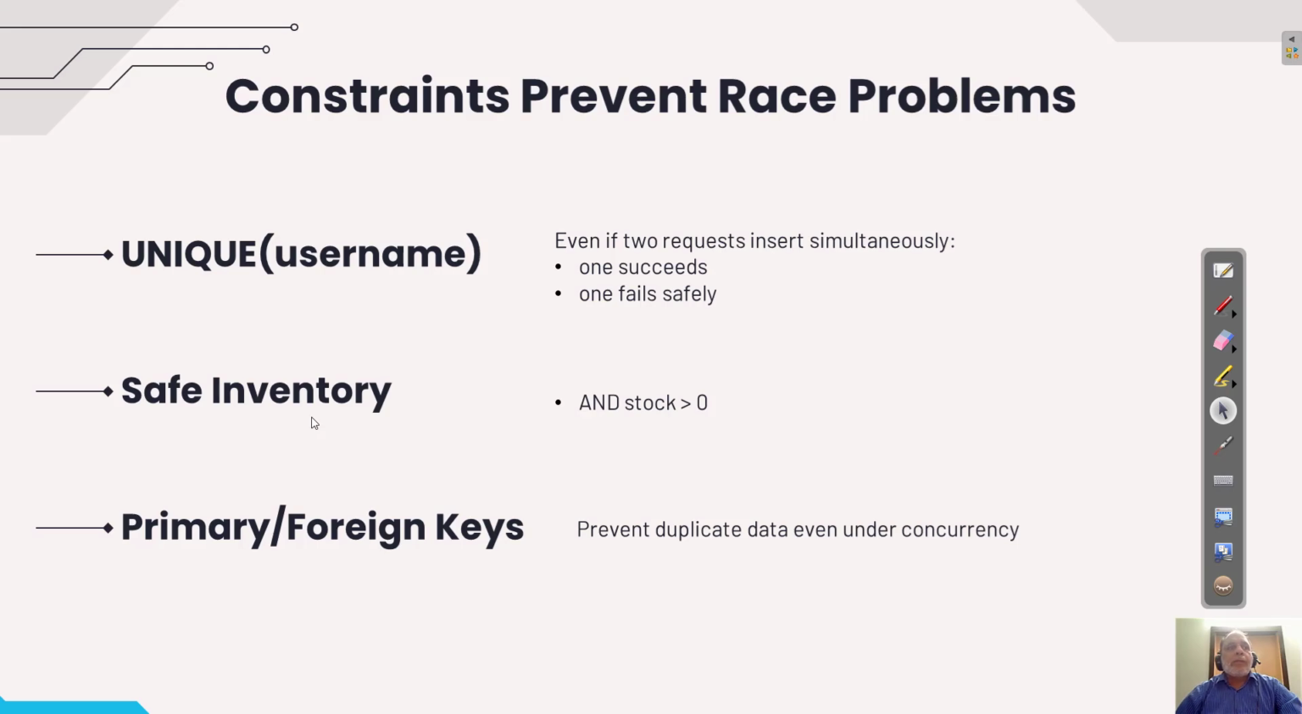Okay, there are some other constraints that prevent race conditions. For example, the unique constraint. If we want a username or email address to be unique, we need to apply this constraint at the database level. If two transactions insert the same username or email address, the first transaction succeeds and the second one fails. So it is a very effective constraint to prevent duplicate data.